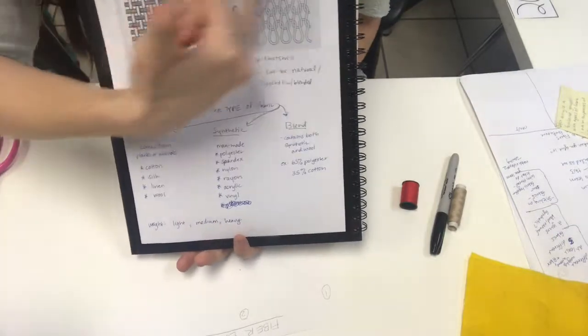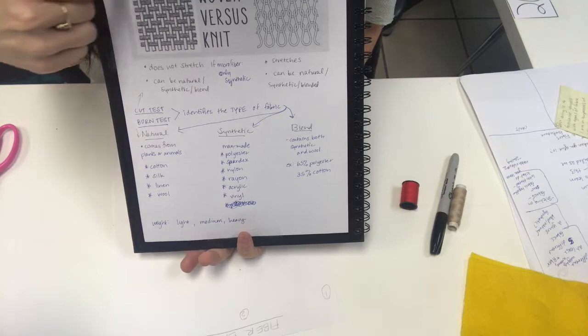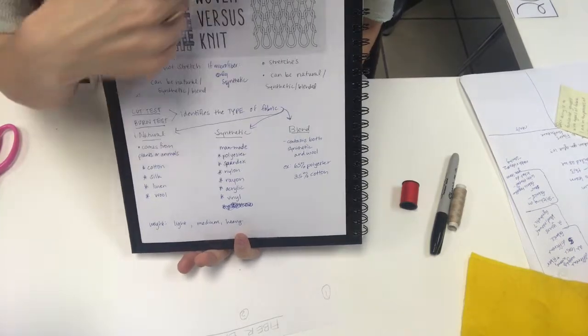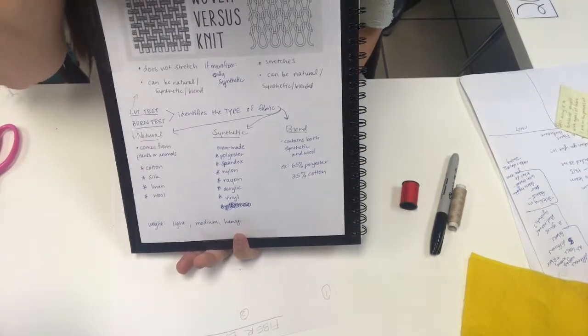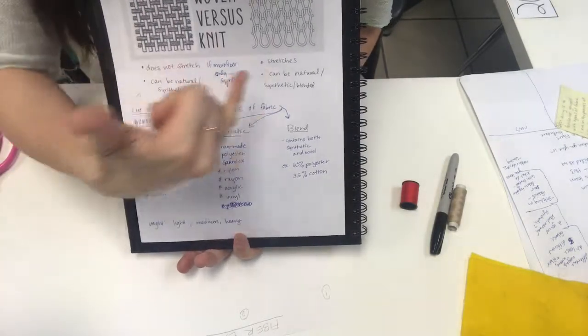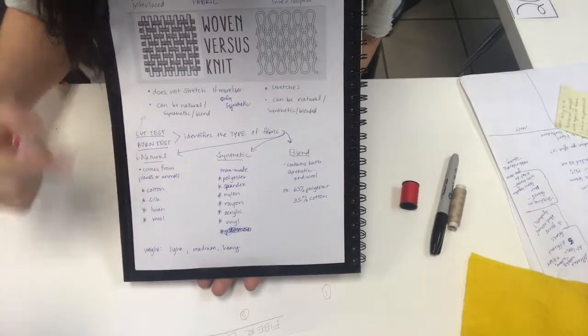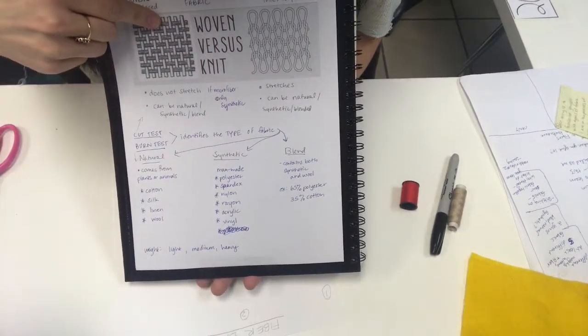So there's 2 different main types that we're going to focus on. There's woven, which is interlaced fabric, and there's knit fabric, which is interloop. The biggest difference is that woven does not stretch and knit stretches, okay? So those are the biggest things that you want to remember.